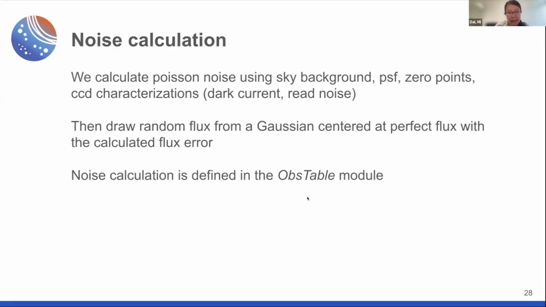So each of these surveys I have mentioned has an observation table we have already written, with a noise calculation part. And you could take a look and see if that satisfies what you think the noise calculation should look like, and you could also make changes to satisfy whatever your needs are in terms of noise calculation.